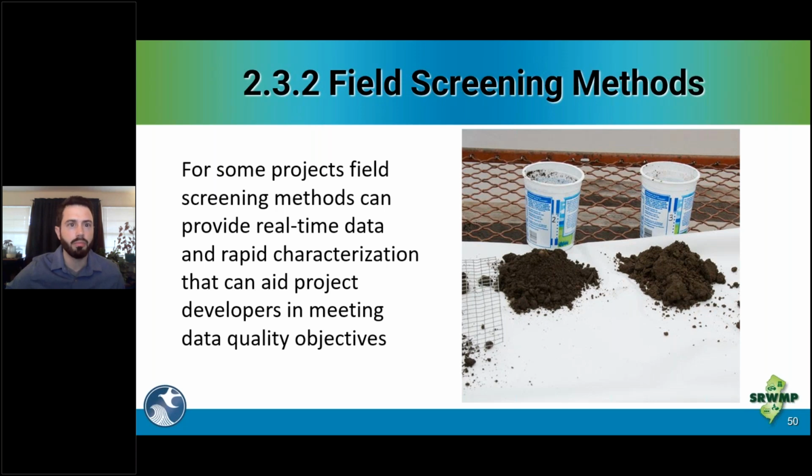2.3.2, field screening methods. This topic was not mentioned in the previous field sampling procedures manual, but our workgroup felt that it was important enough to include in the updated version. In this section, the reader will find information pertaining to some programmatic types of field screening procedures and tools. Also listed are a few factors to consider before using field screening methods. Next slide.